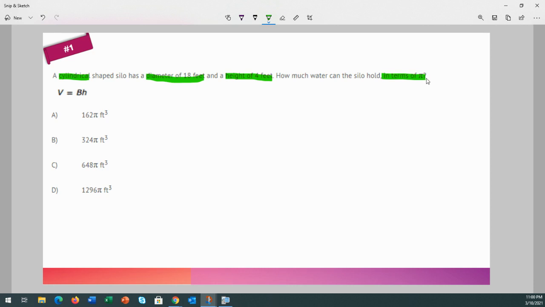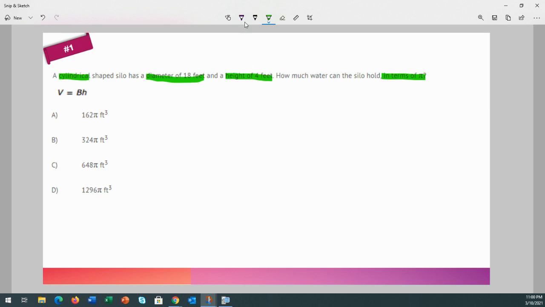All right. So when you're talking about how much can go inside of something, this is a volume problem. So we need volume of a cylinder. Well, I went ahead and got the formula for us from our formula chart. The volume of a cylinder is big B. Remember, that's the area of one of the bases times the height. All right, we got this.